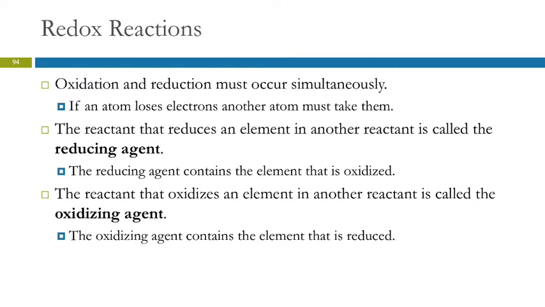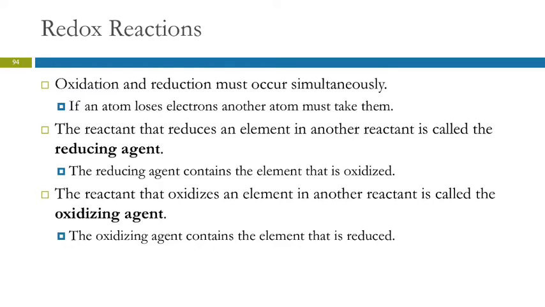So in a redox reaction, we have to have oxidation and reduction at the same time in the same reaction, because if an atom loses an electron, those electrons have to go somewhere. They can't just go to the shelter. So just to make matters a little more confusing, we not only have things that are oxidized and reduced, but we have agents. So the reactant that reduces an element in another reactant is called the reducing agent.